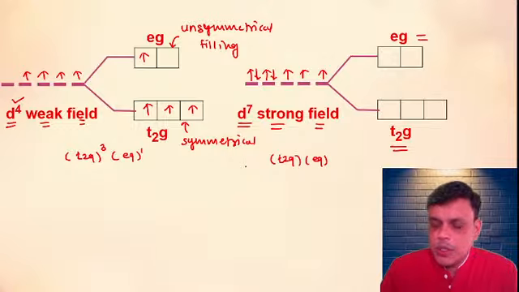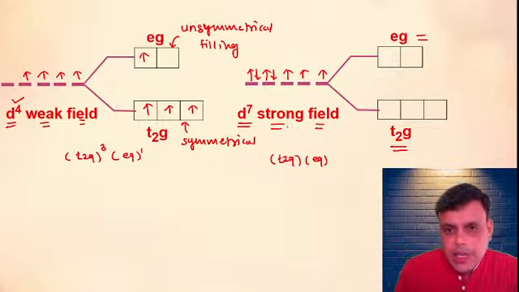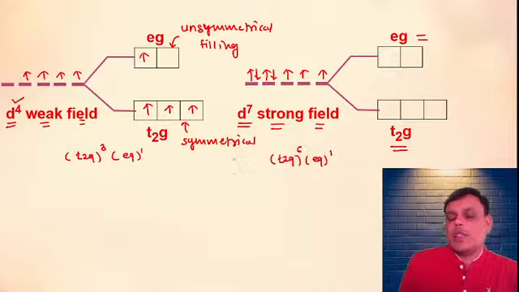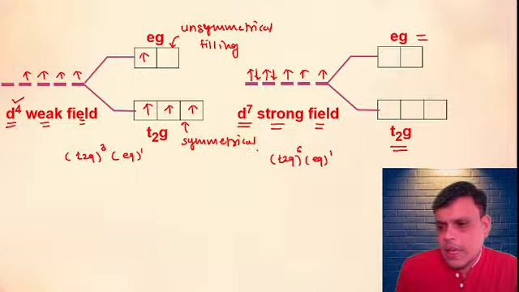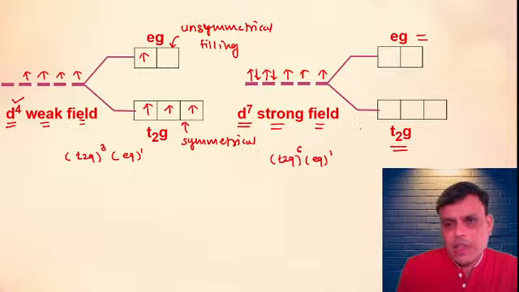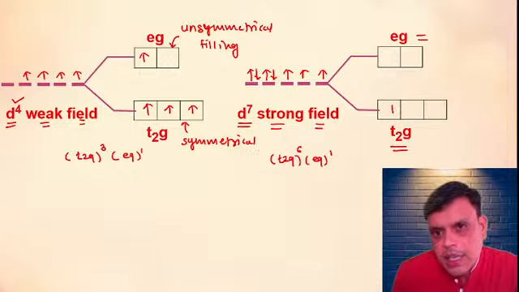T2G6, correct, Vishwajit, very good. T2G6 and EG1. This is the electronic configuration. Now let us see. Correct था विश्वजीत, क्यों ये किया? T2G6 and EG1. So according to the rule, 3 electrons will enter into the T2G orbital.